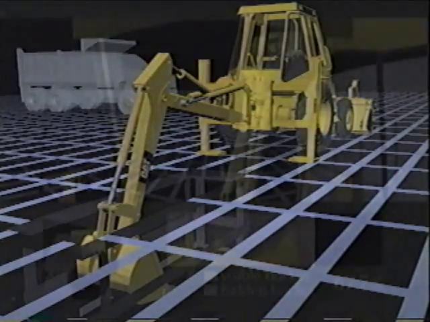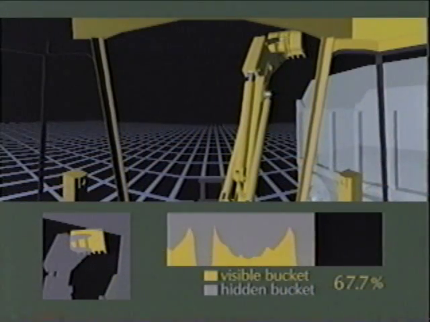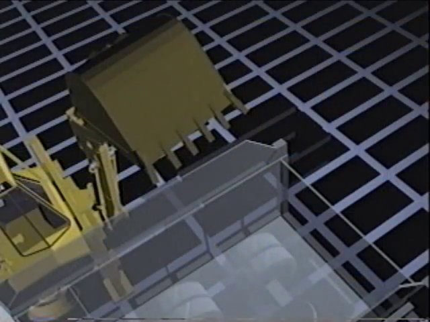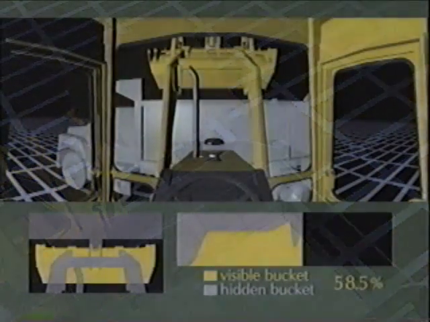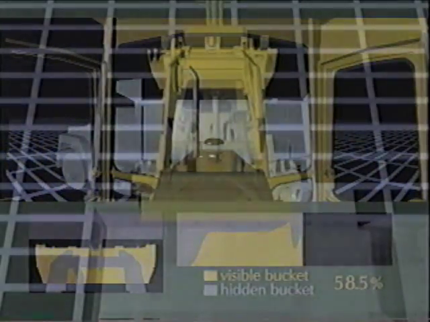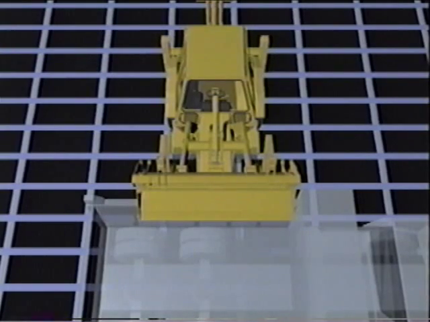Although physical models remain a necessary component in the vehicle design process, computer animation allows the designers to assess visibility while operating the backhoe within a virtual proving ground.